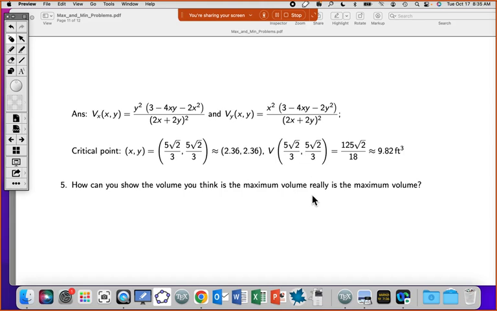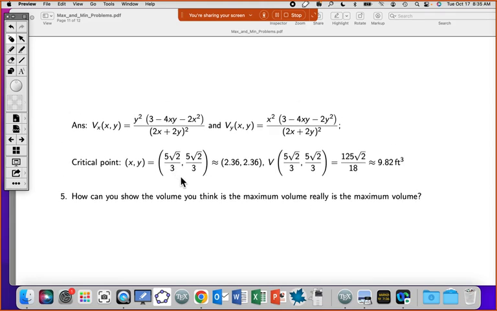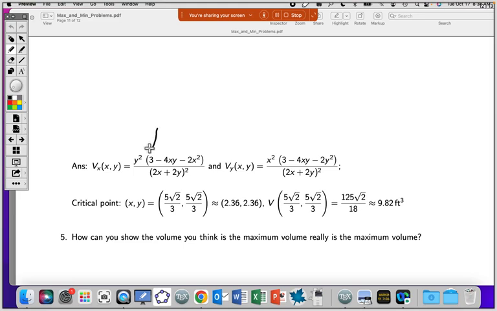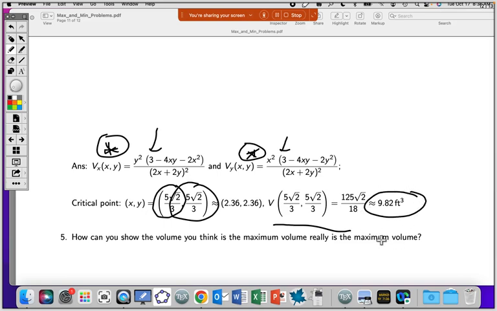And it looks like I made a mistake here. What did I do with my... Okay, so something's up here. Should that be a... maybe that's a 25. I'll have to go back and double check. Looks like I'm off by my critical points, so I'll have to double check that. The algebra is the same though. But then you go through and get your volume at that point, 9.82 cubic feet.